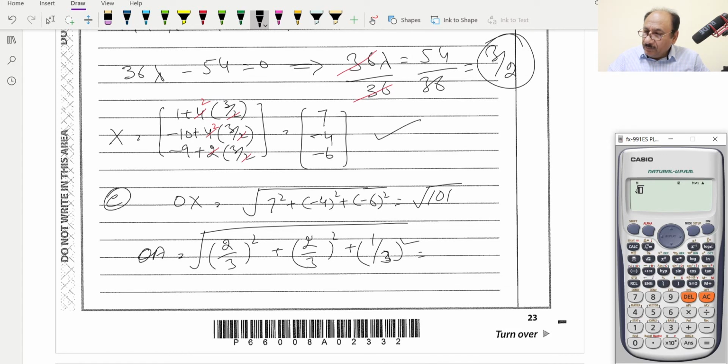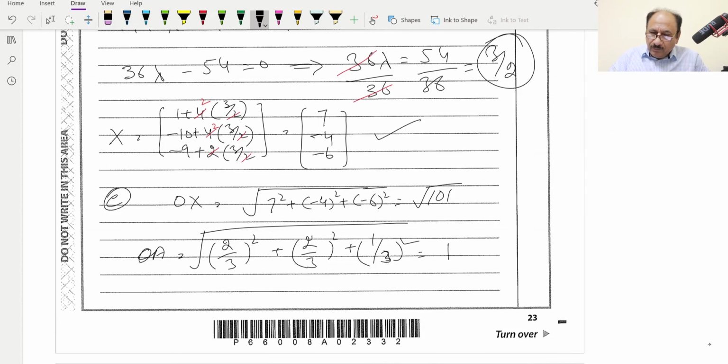So this will be 2 over 3, and this one we have to take square of it, plus again 2 over 3, and again we have to take square, plus 1 over 3 and its square, and this will be equal to 1. So OA is equal to 1.